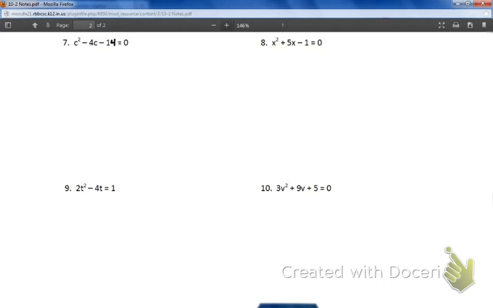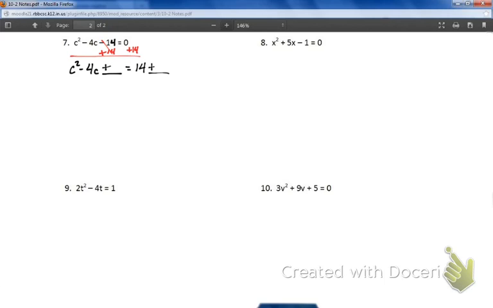Step 1 is to move my c to the other side. So I'm going to add that 14 to both sides, which creates the blank that I wanted. So I have c squared minus 4c blank equals 14. And like I said, I'm going to actually add a blank to that too, because whatever I add to this side, I'm going to also have to add to this side. So let's figure out what goes in those blanks there.